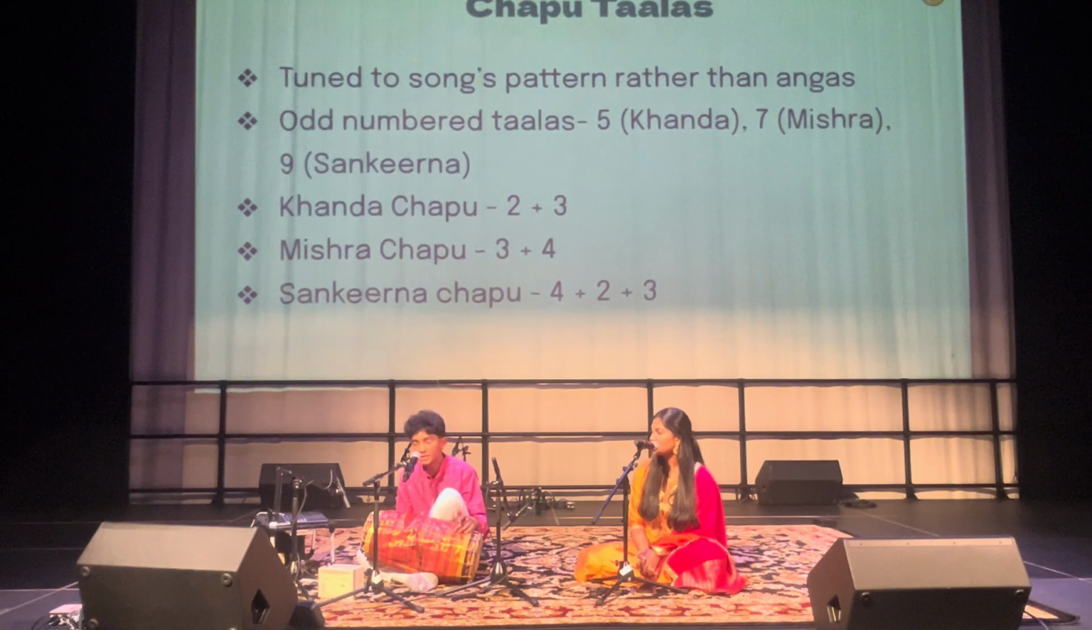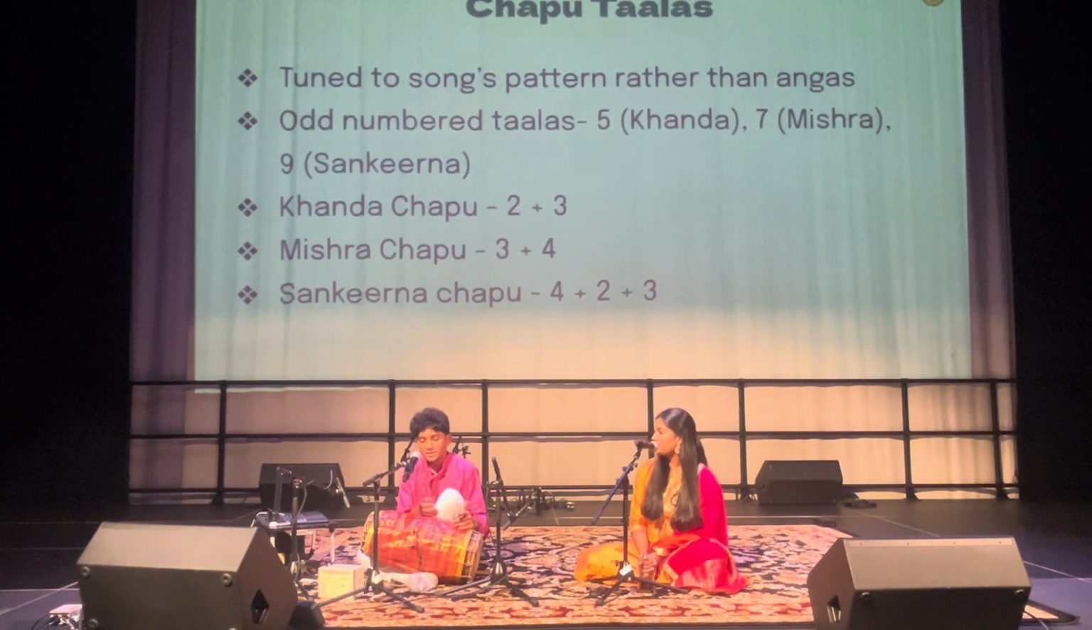So Khanda Chapu, to begin with, has a structure of 2 plus 3, which means that it can be phrased with takka, takkita, takka, takkita. So when I keep saying takka, takkita repeatedly, then a beat kind of forms. Takka, takkita, takka, takkita, takka, takkita. That is Khanda Chapu. Then we have Mishra Chapu, which is split up into a 3 plus 4 structure.